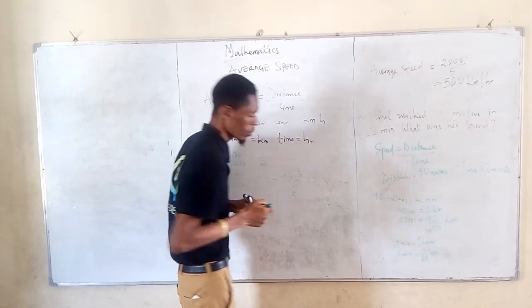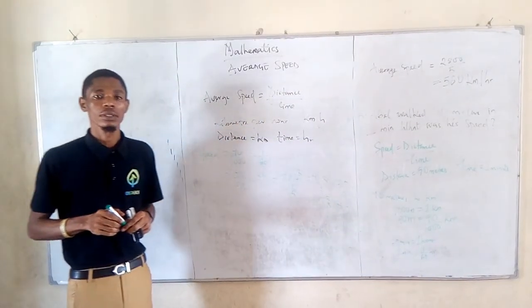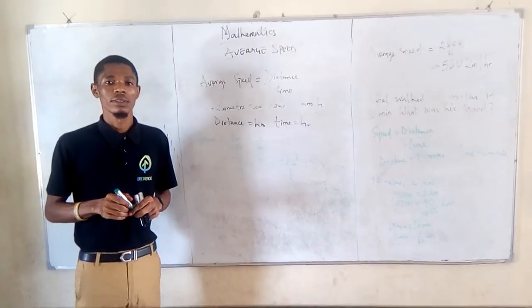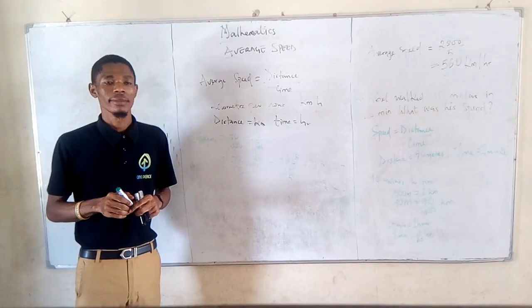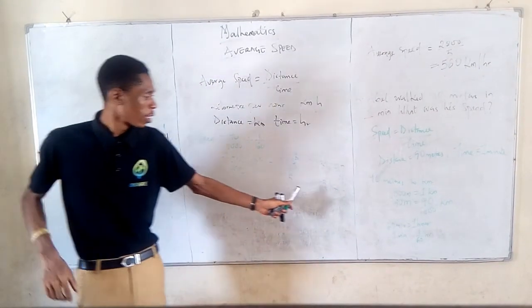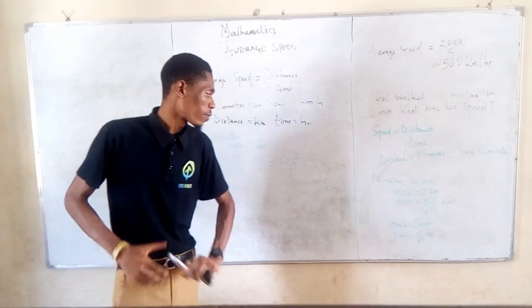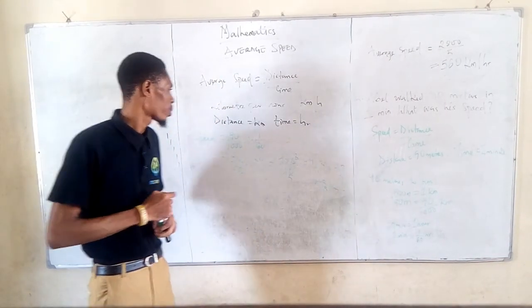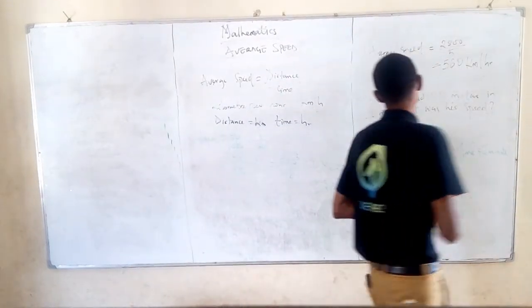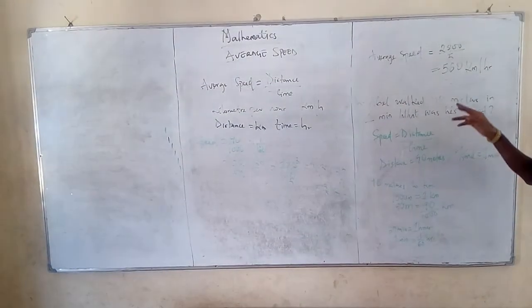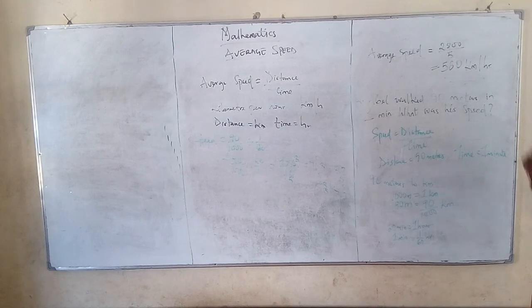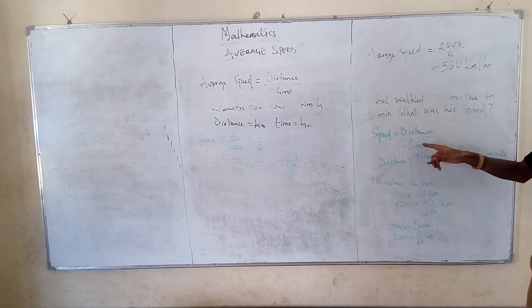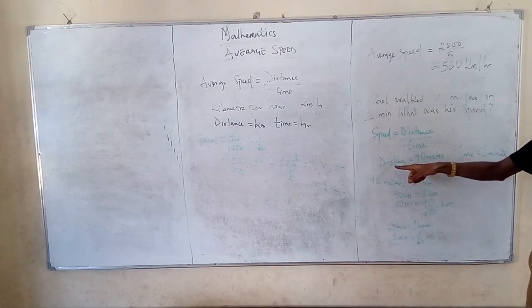So it's going to be 5 whole number 2 over 5 kilometers per hour. Now let's try it once more and see what we did. We say Abel walked 90 meters in 1 minute. What was his speed? Okay, so the speed is what? Distance over time.